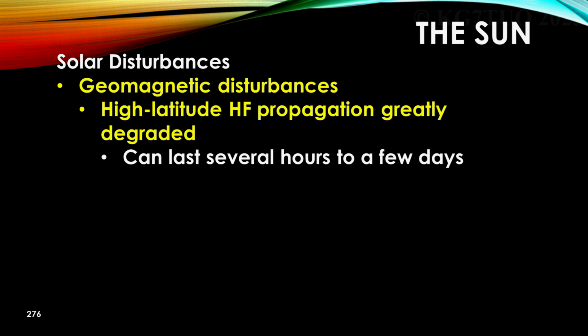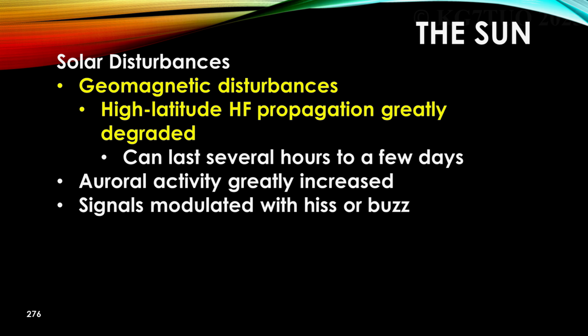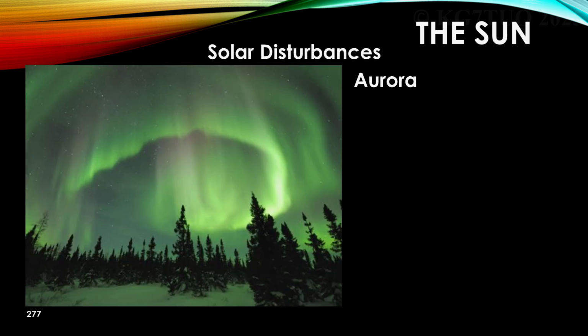In general, there's a lot of places where you get a prediction for the geomagnetic disturbance. And when it's low and the sunspot cycle is high, oh man, you're golden, because now propagation is good and the noise level is low. Auroral activity can be increased with solar wind when it's high. Signals modulated with a hiss or a buzz when you've got geomagnetic disturbance, and there's a visual example.